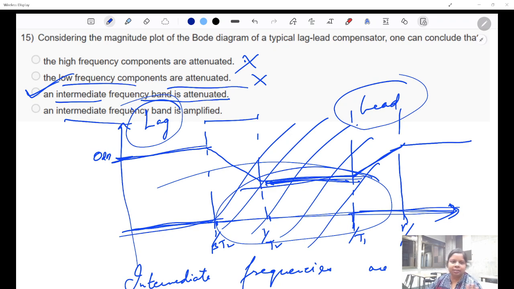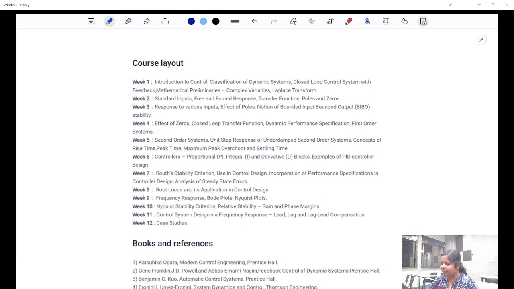Okay, so we are done with today's questions. Any question up until now from these 15 questions? If there are, then we can take it.